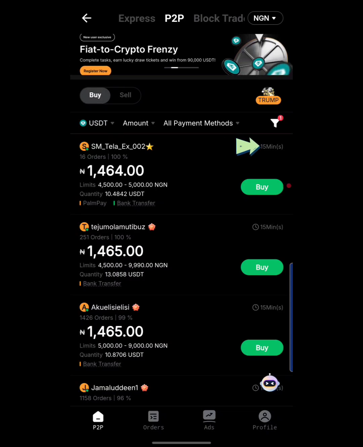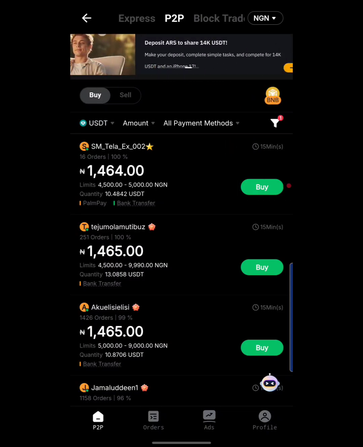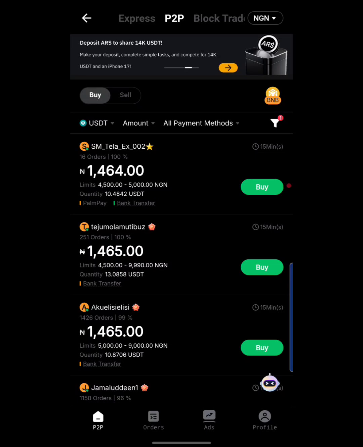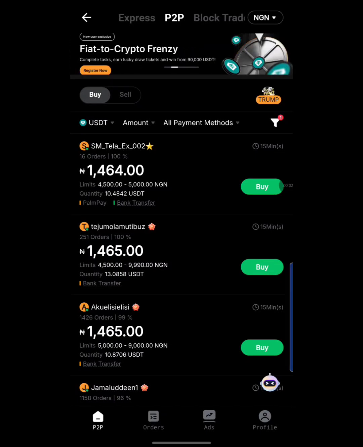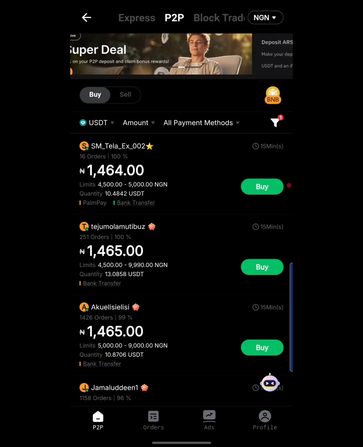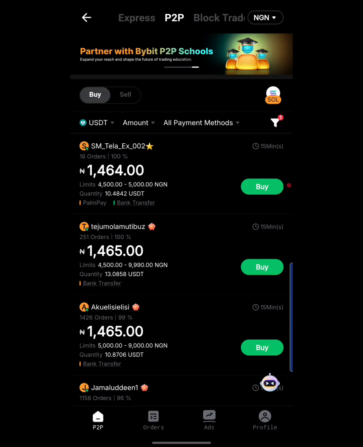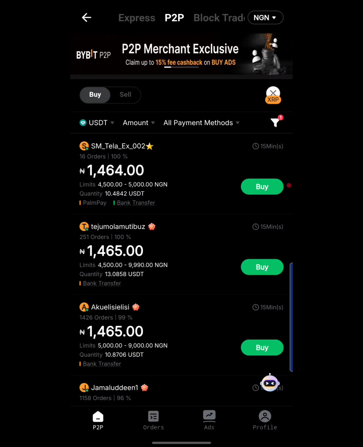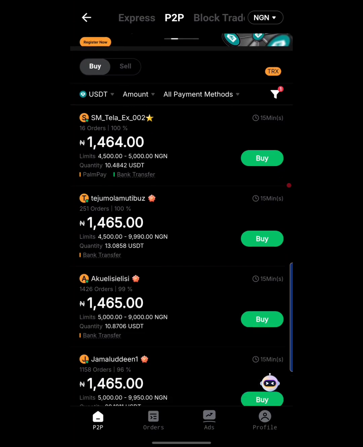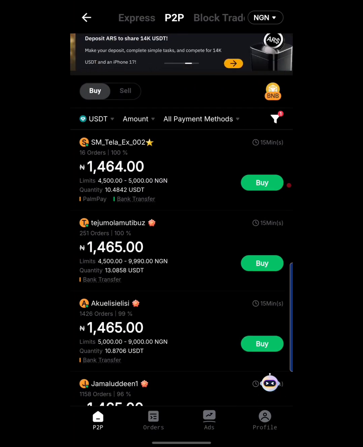So when you hit on buy right now, and he wants to trade with you and you want to trade with him as well, it's going to take just 15 minutes or less for him to sell his USDT to you. That is basically what I'm talking about. This guy is a good trader because he knows what to do to attract a lot of buyers to his direction. As you can see, he's selling at 1,464. So someone can just come to this dashboard and see that a lot of persons are selling for 1,465, but this guy is selling for 1,464, and he just clicks on buy and buys from this guy.